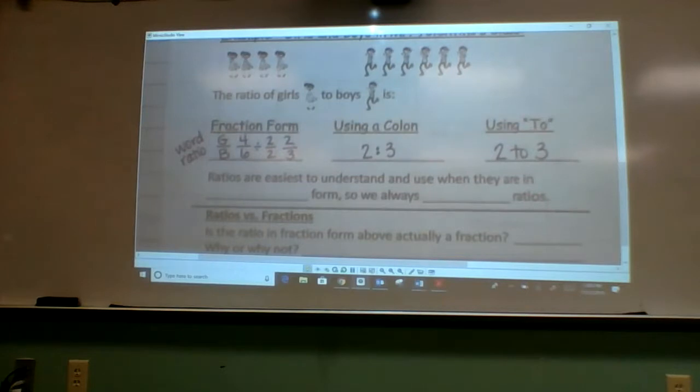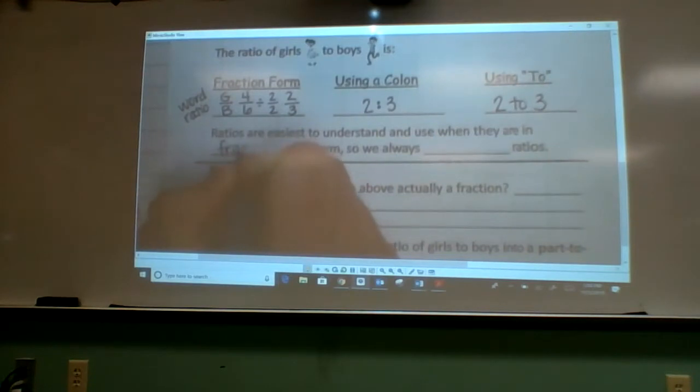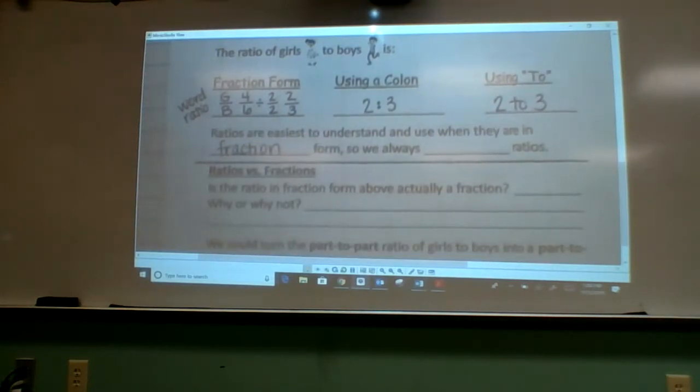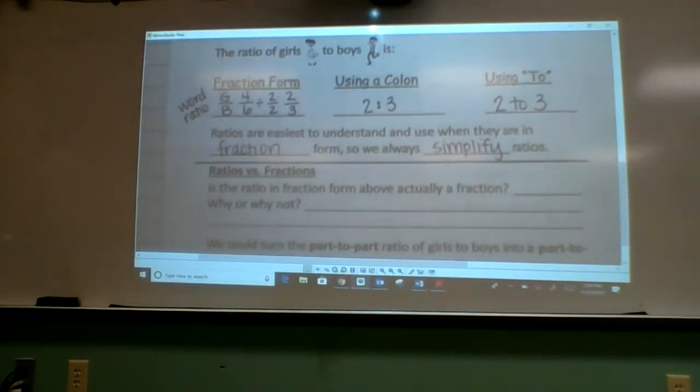Ratios are easiest to understand and use when they're in fraction form. That's because we are super good at fractions. We can simplify them, find equivalent fractions, we can divide them. We can do a lot with fractions. So ratios are easiest to understand and use when they are in fraction form. So we always simplify ratios. Okay, we simplify them, so we're looking at fraction form with smaller numbers if possible.